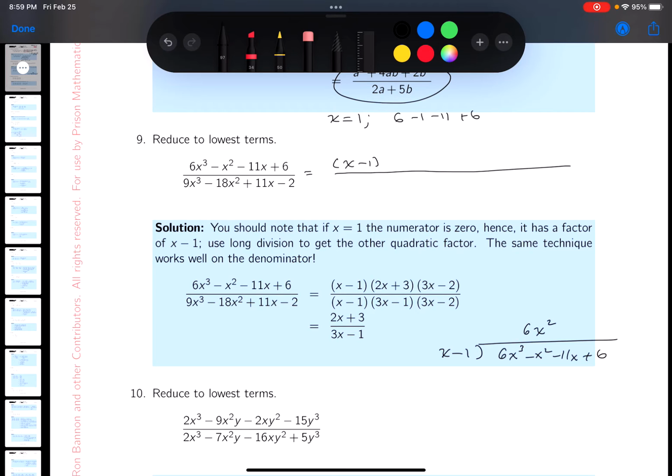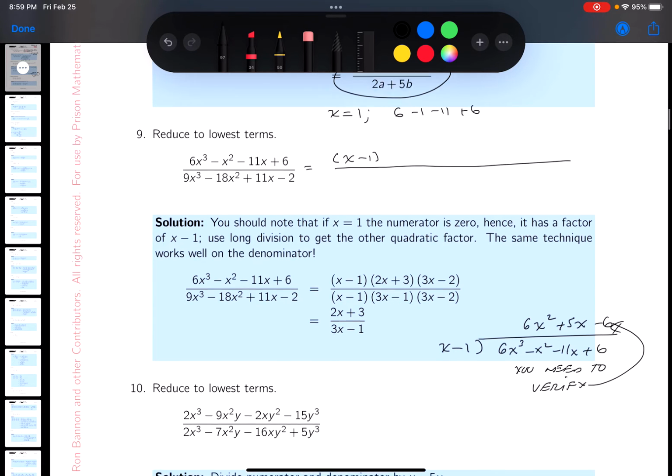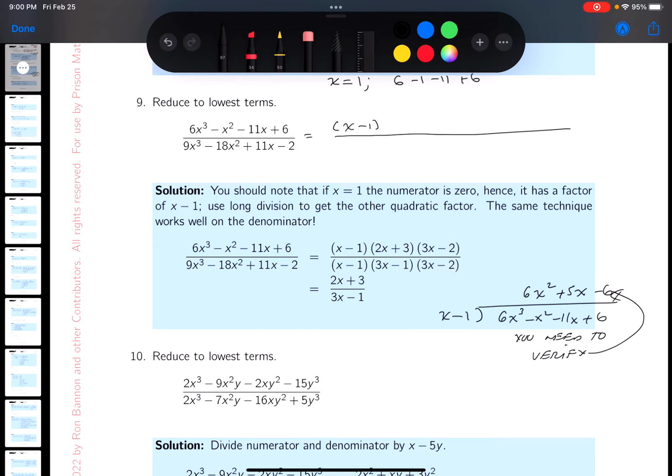6x squared. No surprise there, by the way. And then you're going to get, let's see, plus 5x minus 6. All right? So then someone says, what are you going to do with that? I'm going to make some attempt to factor it. By the way, I did not do the long division. You need to verify that. Again, you should not trust me when I say that. You should verify that by doing the long division.